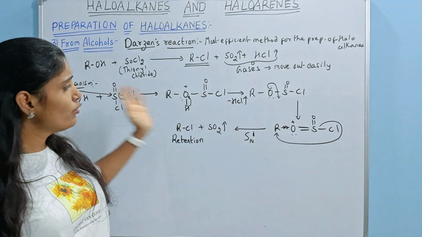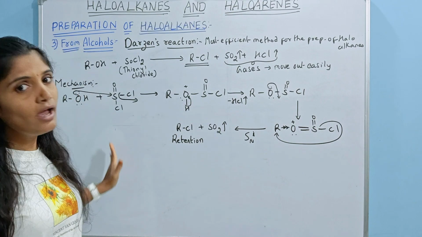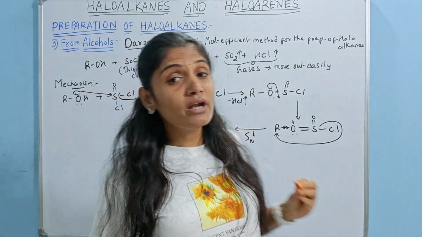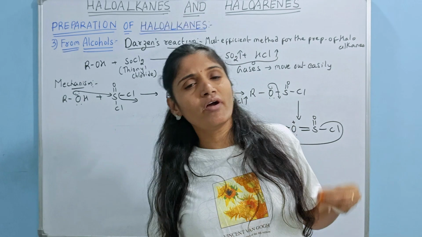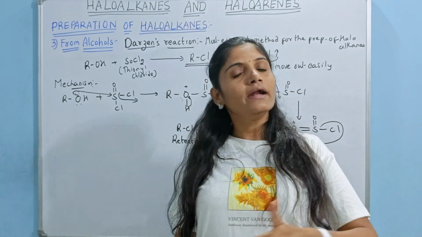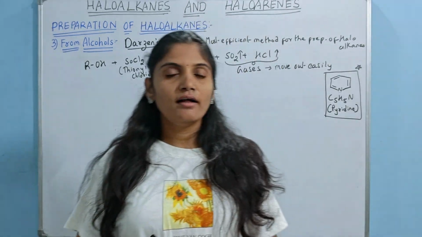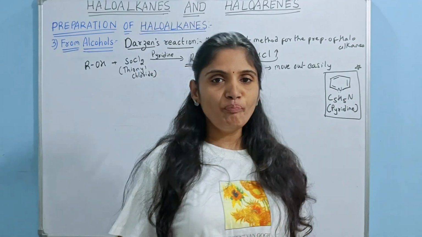In the absence of pyridine, you can see the retention of configuration. Clear? Now, if pyridine is there in the reaction, what happens? Why are we getting an inverted product? Let us see that now. Now let us see the reaction in the presence of pyridine.